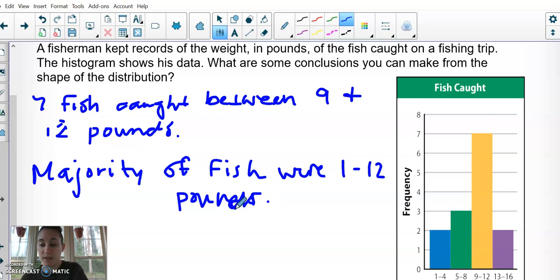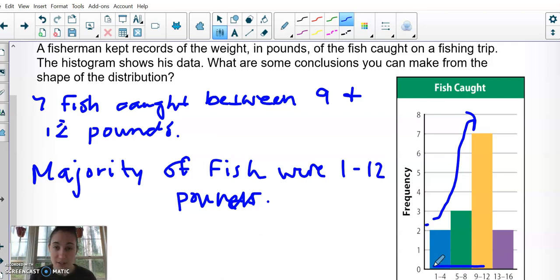Because if you look here, it is steadily increasing up until it hits the yellow bar, and then it drops straight down. So it's steadily rising. So the most of the fish were between that 1 and 12 pound mark, since that one purple bar is kind of left alone on the side.